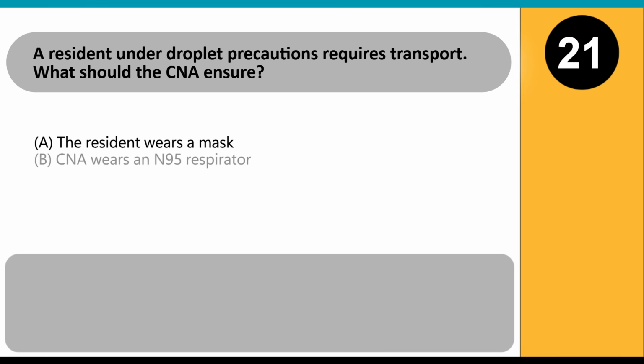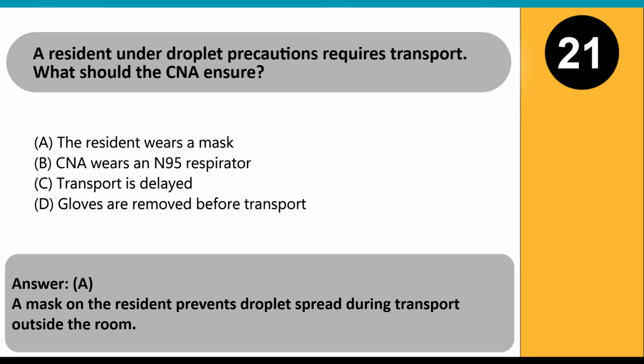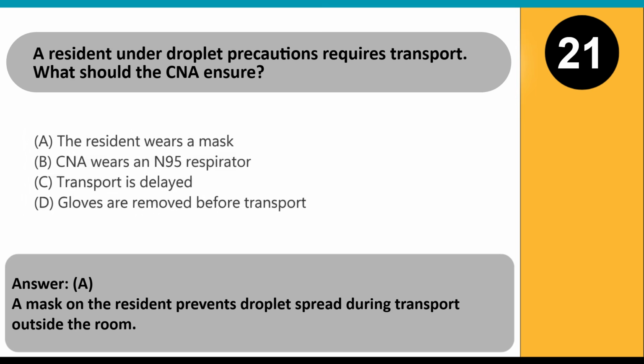A resident under droplet precautions requires transport. What should the CNA ensure? A. The resident wears a mask. B. CNA wears an N95 respirator. C. Transport is delayed. D. Gloves are removed before transport. Answer A. A mask on the resident prevents droplet spread during transport outside the room.